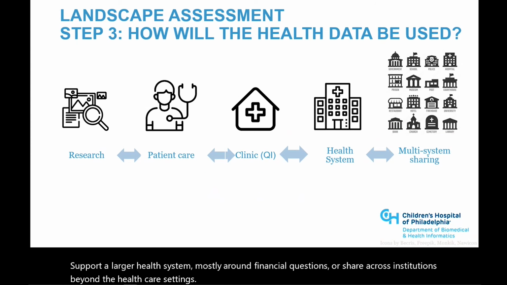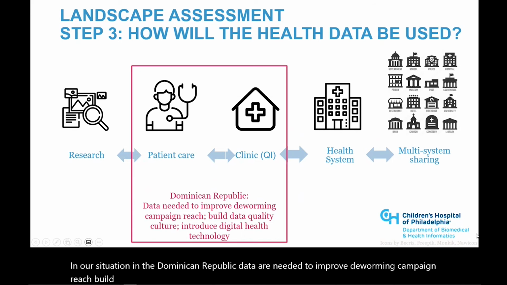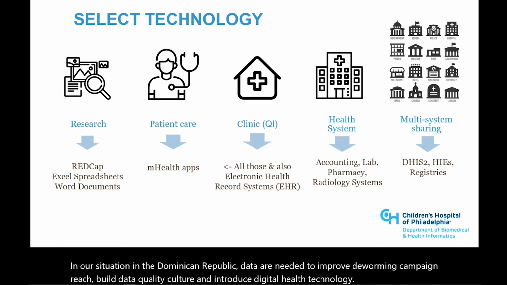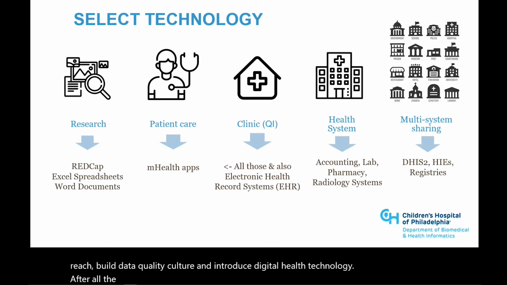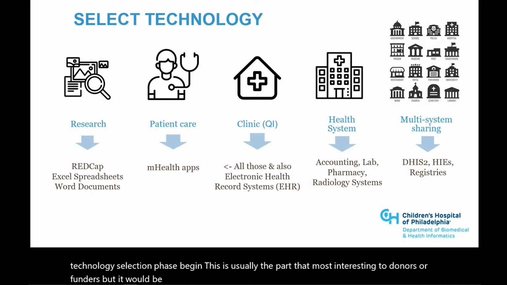In our situation in the Dominican Republic, data are needed to improve deworming campaign reach, build data quality culture, and introduce digital health technology. After all the prior steps have been completed, and only after they've been completed, can the technology selection phase begin. This is usually the part that is most interesting to donors or funders, but it would be a costly mistake to start here before first doing the initial steps of stakeholder engagement and needs assessment.